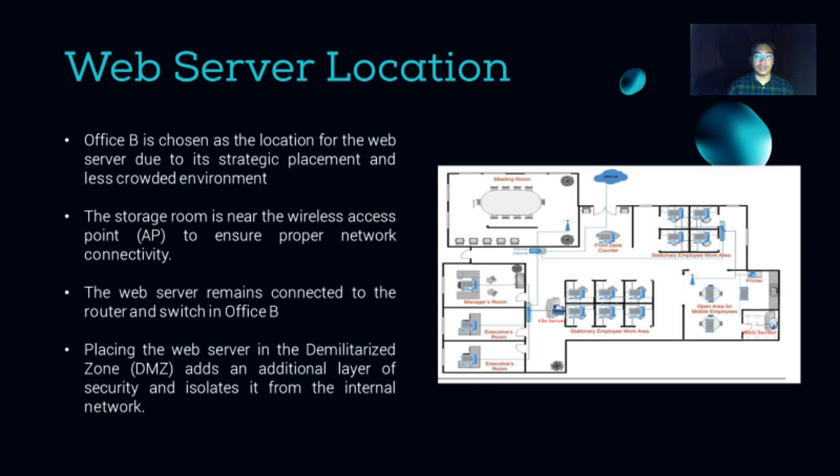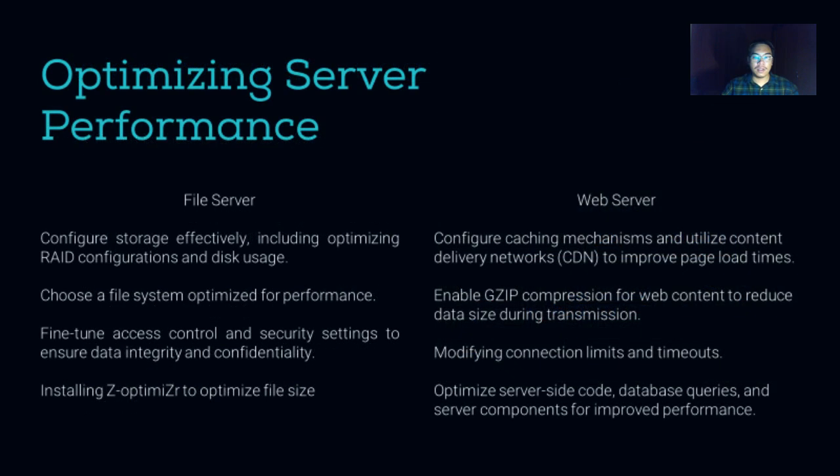To avoid connection errors, the web server is also still connected to the router and the switch in the office. The web server also will be placed in the demilitarized zone, DMZ, that will add an additional layer of security and isolate it from the internal network. Placing the web server in the DMZ provides more security by acting as a buffer zone between the internet and internal network. Now, how to optimize performance of the server.